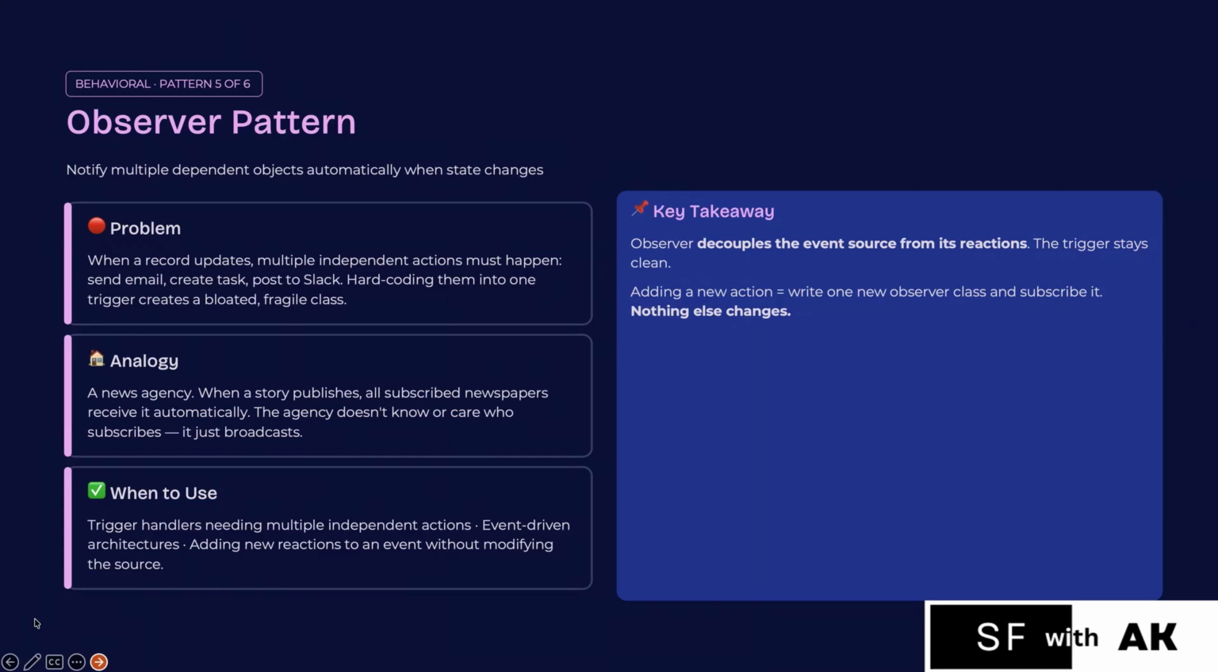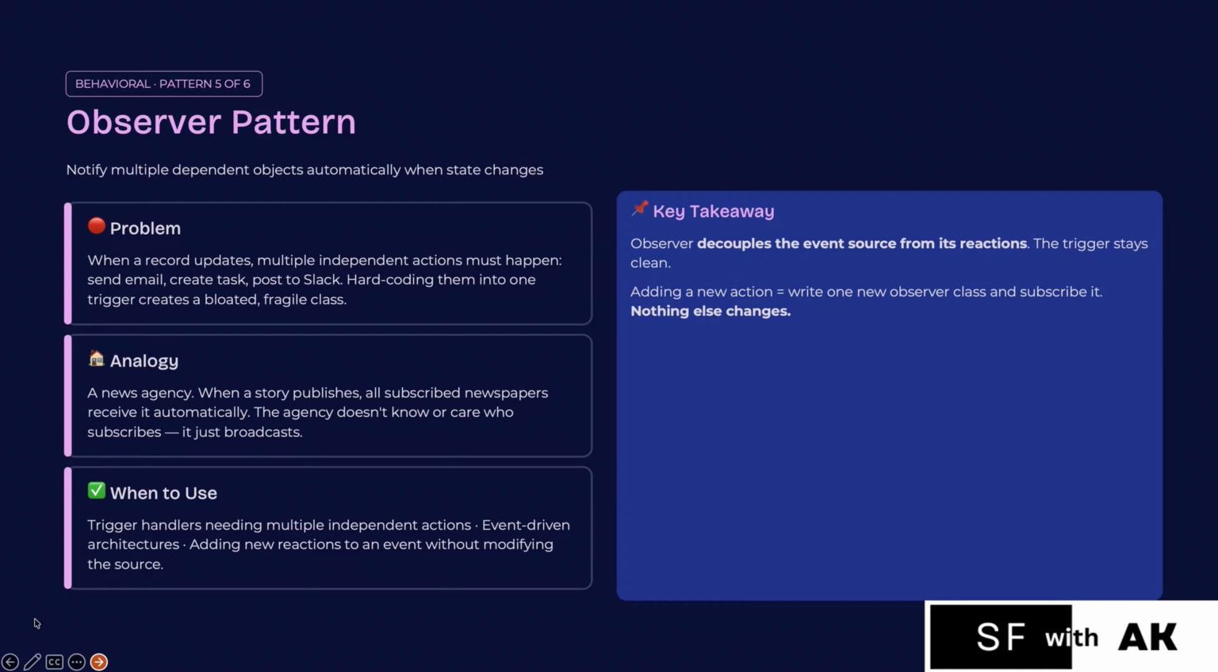You have a publisher, that is your trigger or event source, and you have observers, independent classes that each do one thing. The Slack notifier posts to Slack, the follow-up task creator creates tasks, the email sender sends email. Each observer is its own class. Add a new reaction to the event, you write one new class and subscribe it. You never touch the trigger, you never touch the other observers. This keeps your trigger clean, your logic decoupled, and your code testable. You will be able to test each part separately.